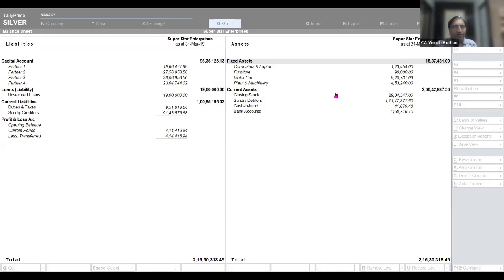When you make a sale, there are two types of sale. One is cash sale, second is credit sale. Cash sale means you receive the cash immediately. Credit sale means you will receive the cash on a future date.